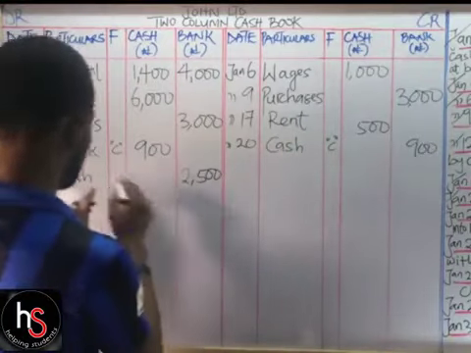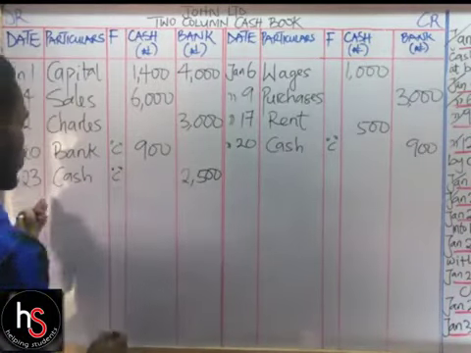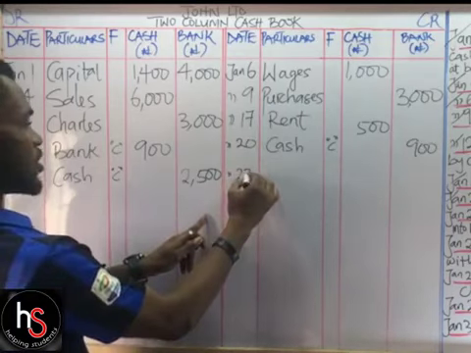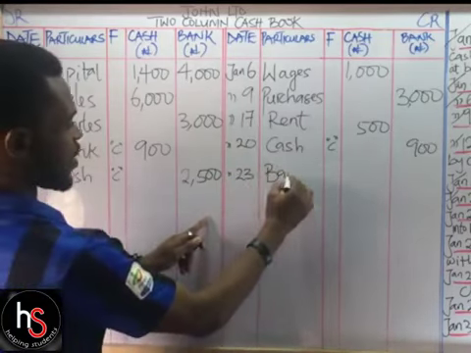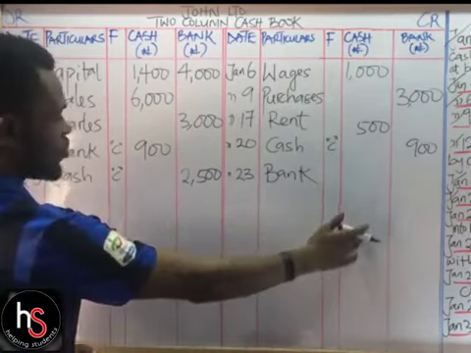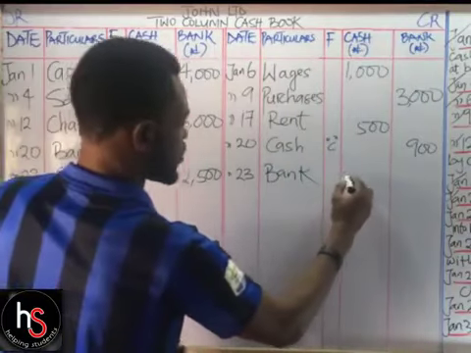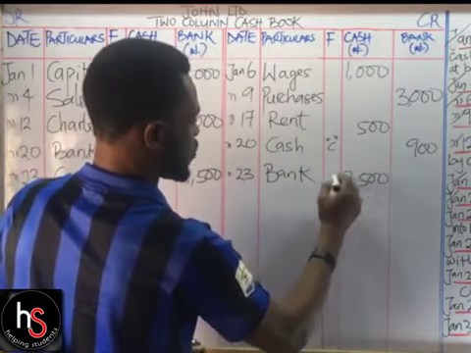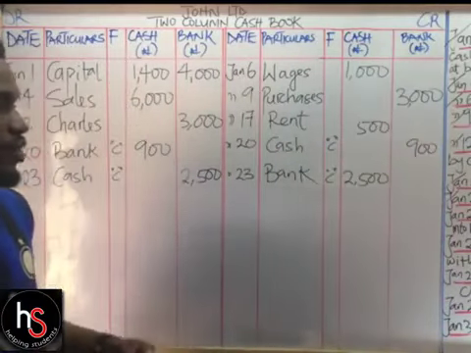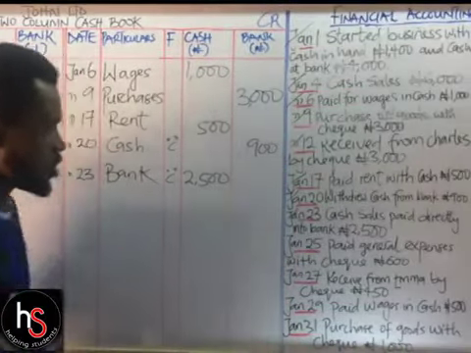Then you come over to this, you identify as well a contra entry. Now, on the January 23rd, the same date, you record as bank under the particulars. Then when you come to the cash column, you now record the price 2,500. You identify that it's a contra entry. So that is it for January 23rd.